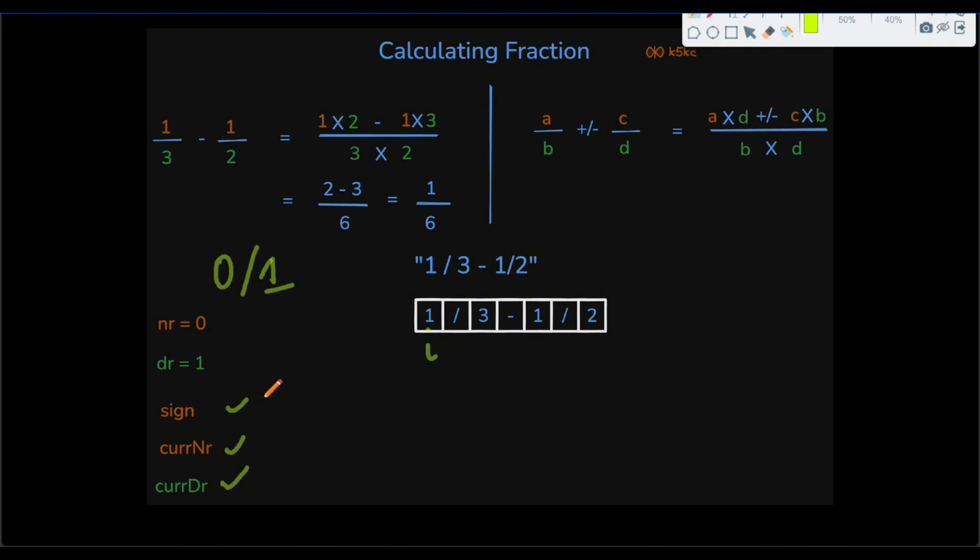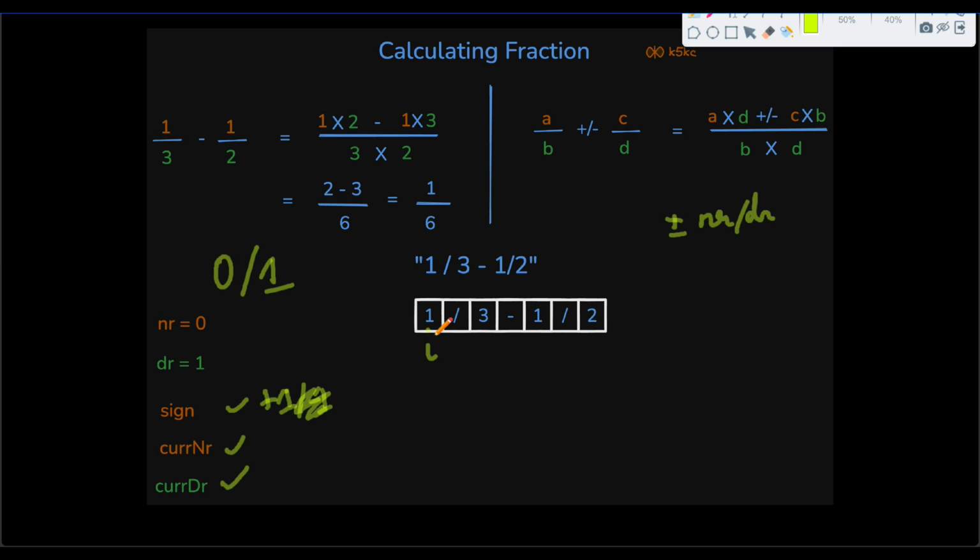Sign can be +1 or -1. And we need it because in the constraint it is mentioned that we may see plus or minus sign before the numerator. Current numerator and denominator will be used to parse the fraction before we process it in the result. So initially I will be equal to 0 and we check if there is a sign, and in this case there is no sign. So our sign says +1 and I remains at 0.